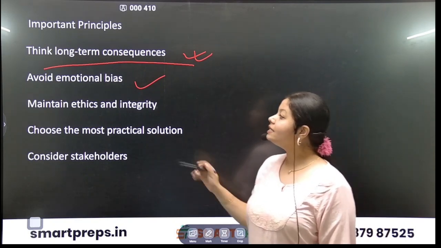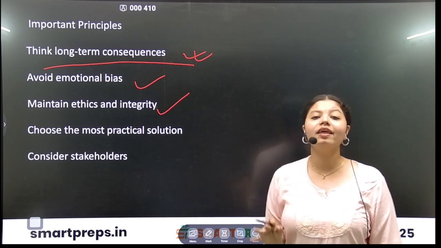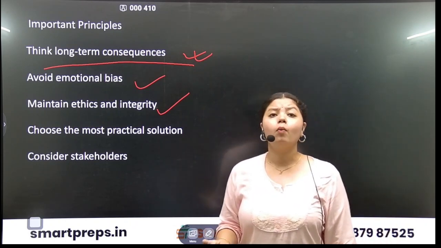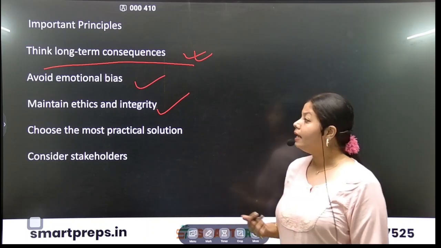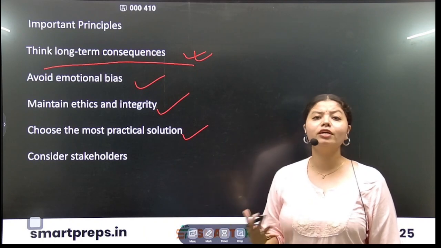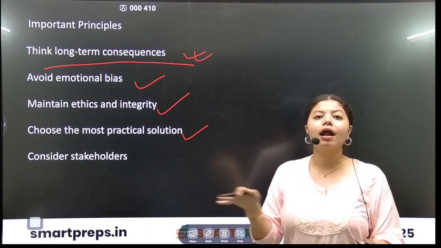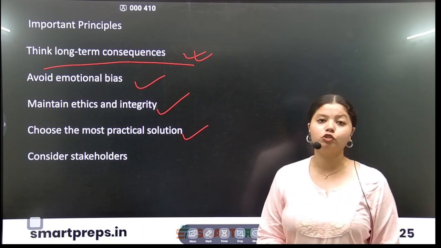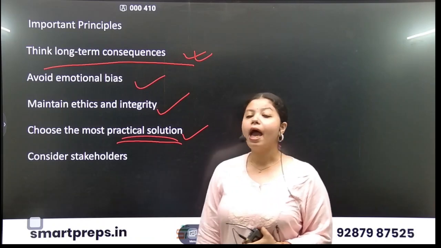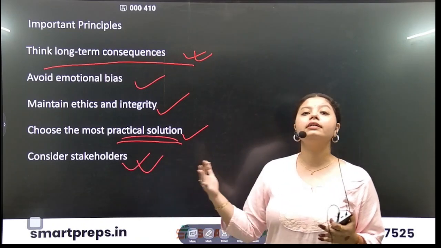Next, you have to maintain ethics and integrity. You have to carry the moral values and the ethical ground while you take the decision. Next is choosing the most practical solution. In real life situations, you have to think whether the situation actually aligns with real life or not. So you have to choose the most practical solution, and also you have to consider the stakeholders before you take the decision.